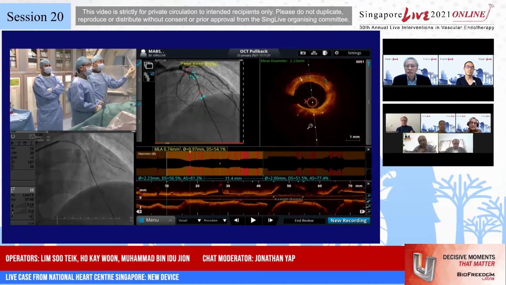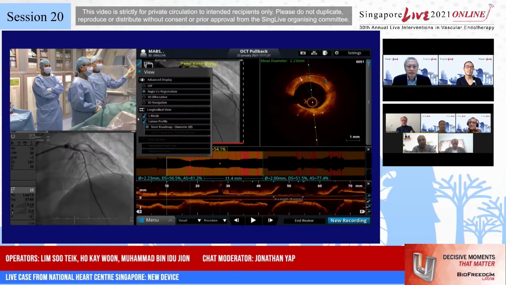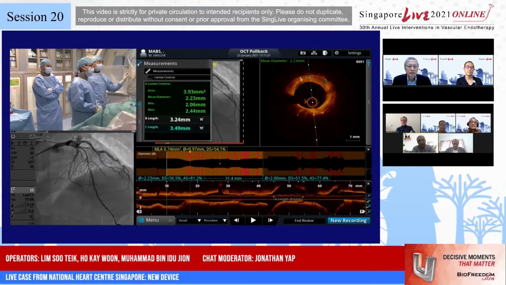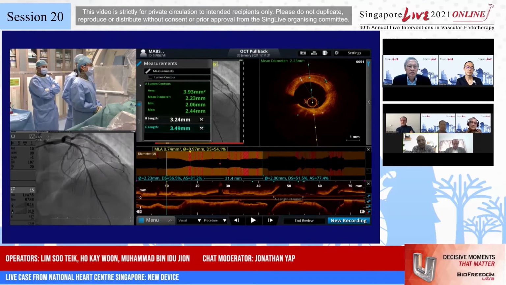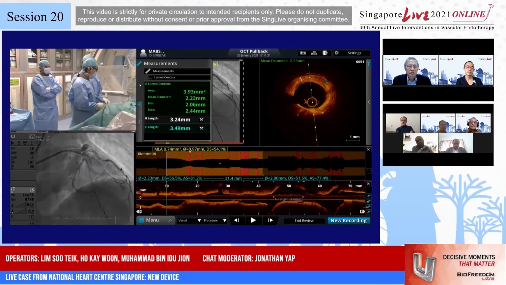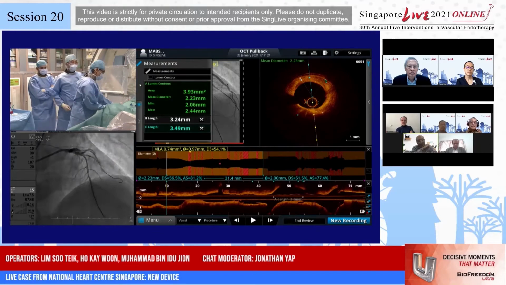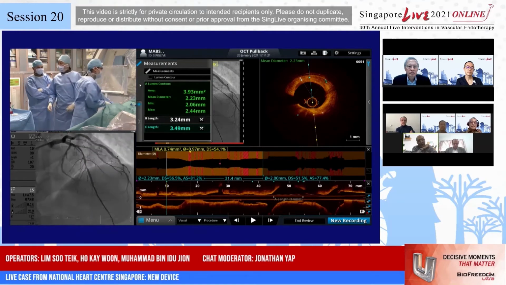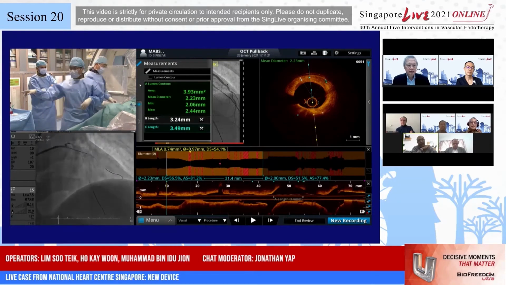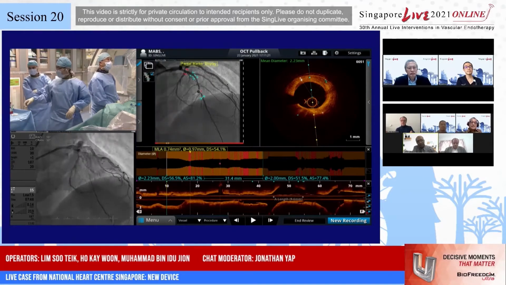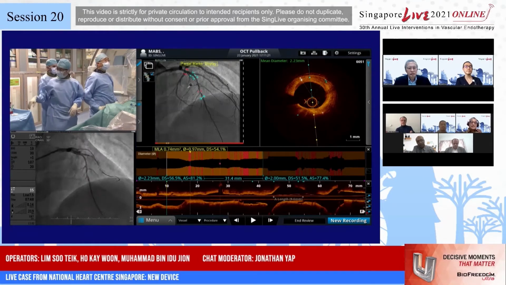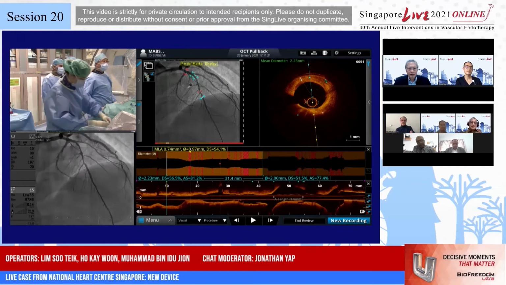Only thing is, if you land it just below the bifurcation, that might actually hasten the proximal in-segment restenosis. I'm not sure whether I probably will land it way lower than the diagonal. I won't actually cover it. 2538. So we will implant the 2538 and then we post dilate, just to be safe.